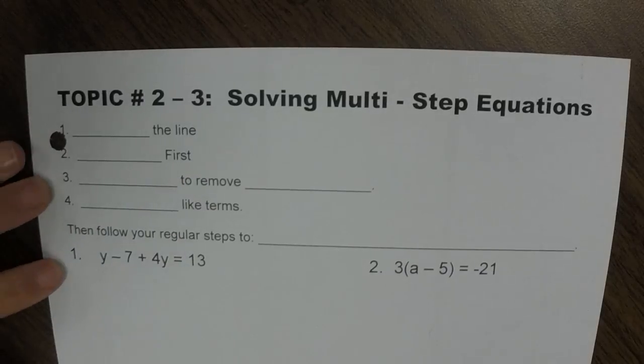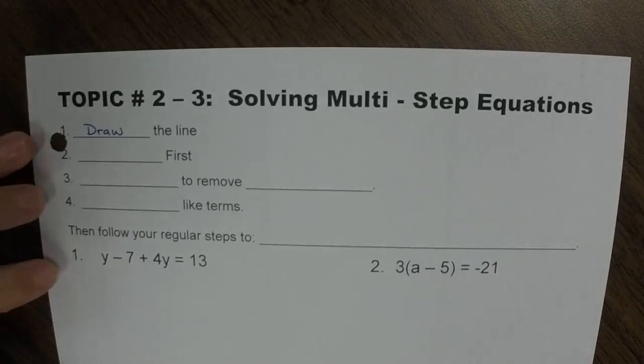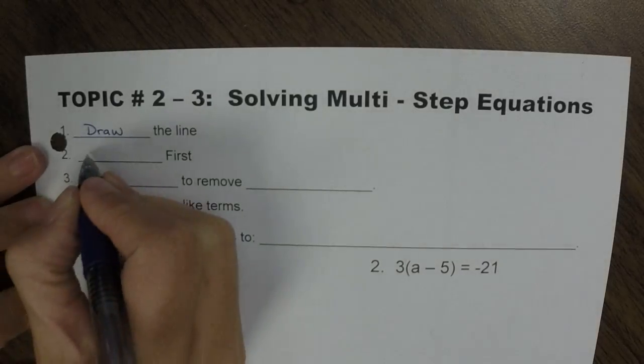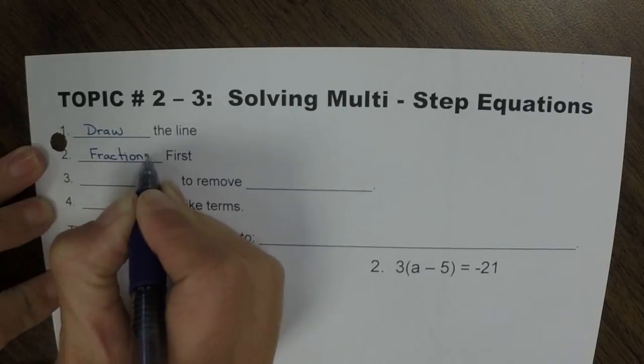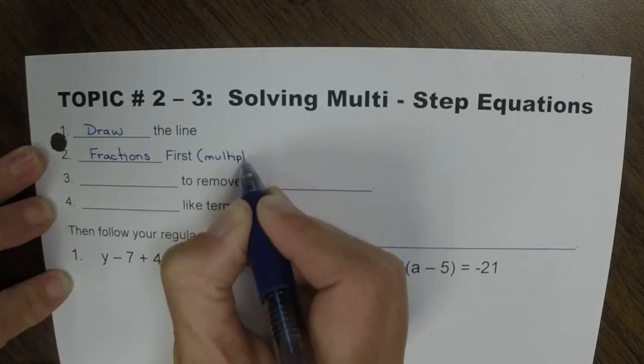Remember, the first thing that we've been doing every time is drawing the line. This is to ensure that we know how the sides are split, so the left side versus the right side. Then we've continuously talked about making sure to check for fractions first. If we have fractions, remember we're supposed to multiply by the denominator.